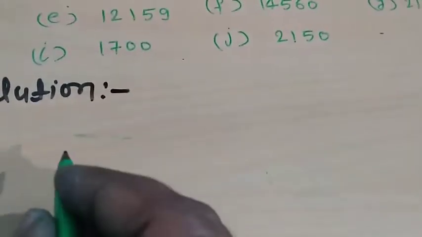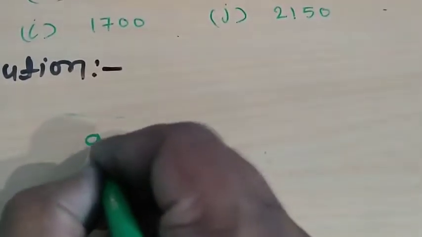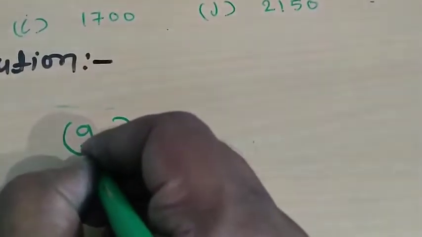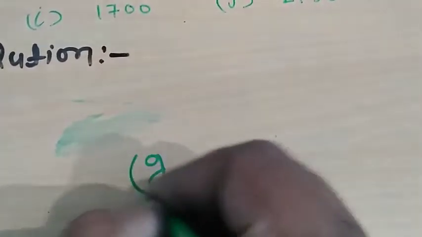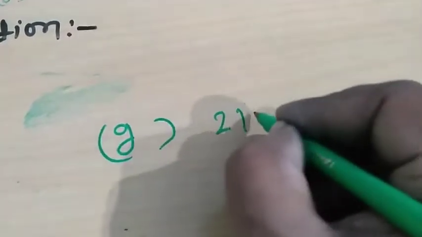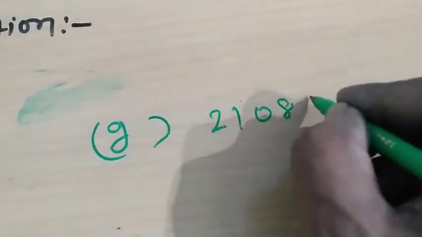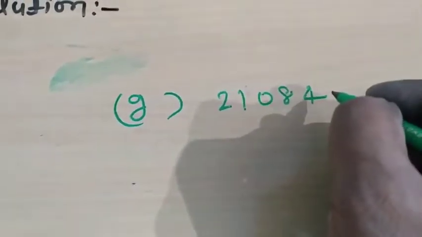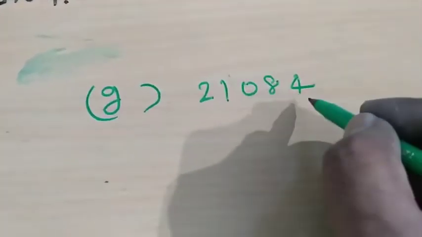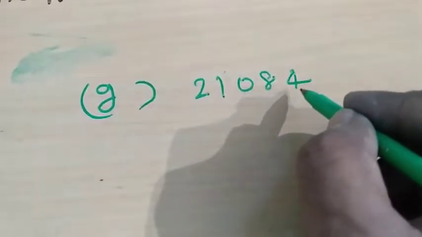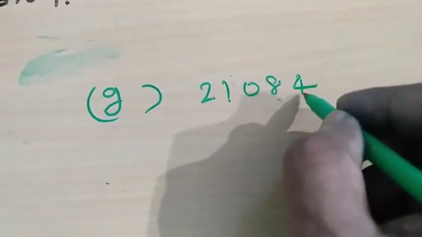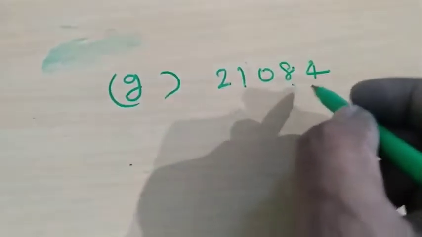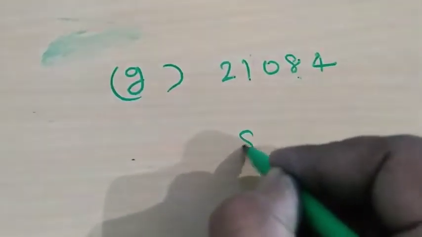Now this G part is 21,084. First we check divisibility by 4. For the divisibility test of 4 we check the last 2 digits, meaning tens place and unit place. So the number formed by the tens place and unit place is 84. You can see here 84.